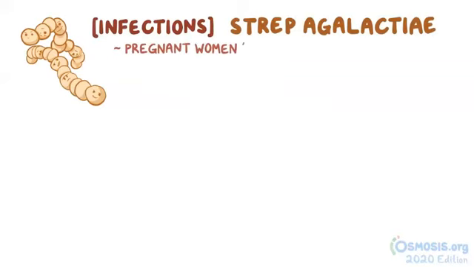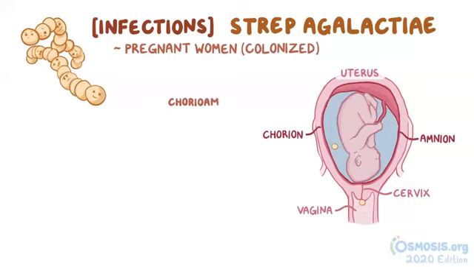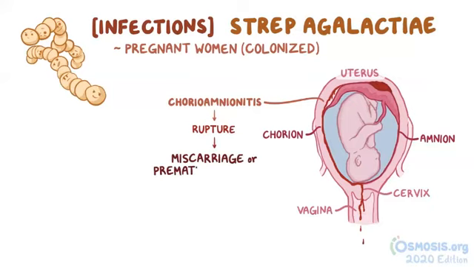In pregnant women who are colonized with Strep agalactiae, bacteria can ascend from the vagina through the cervix and get right into the uterus. From here, they can infect the fetal membranes, namely the chorion and amnion, causing chorioamnionitis. When this happens, these membranes can get damaged and then rupture before delivery time, resulting in a miscarriage or a premature delivery. Sometimes the infection can even spread to the fetus itself, causing intrauterine death.